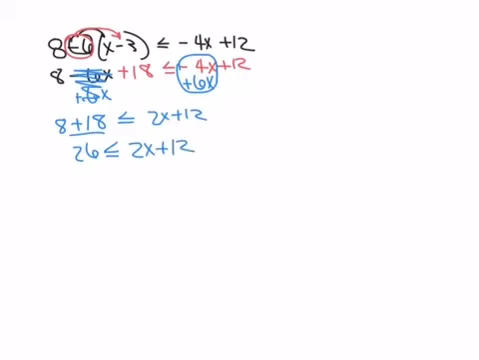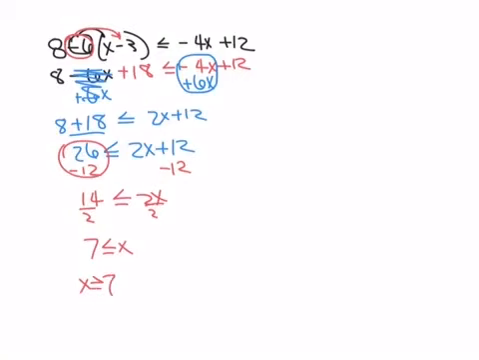Again, I'm trying to get the x solved, so I'm going to subtract 12, furthest away from the x. This gives me 14. Remember, you do not switch the sign because I'm subtracting 12, not multiplying or dividing by a negative. Divide by 2, divide by 2, so 7 is less than or equal to x. Or, if you want to switch those around, x is greater than or equal to 7. So that's number 50, and then it can be written as x such that x is greater than or equal to 7. And it looks just like that. That's how you would solve that.